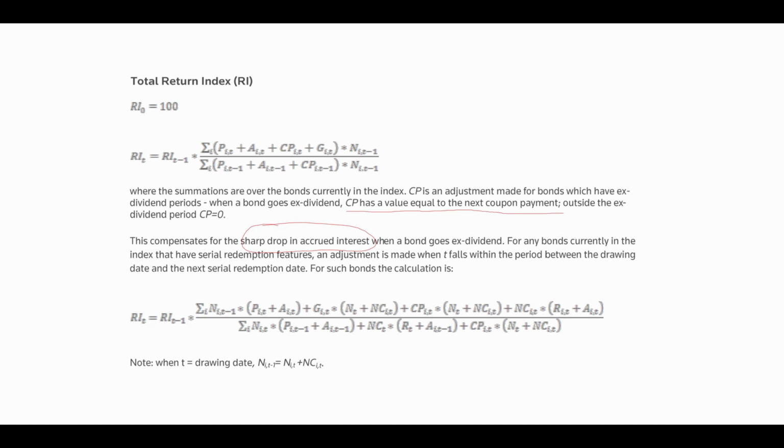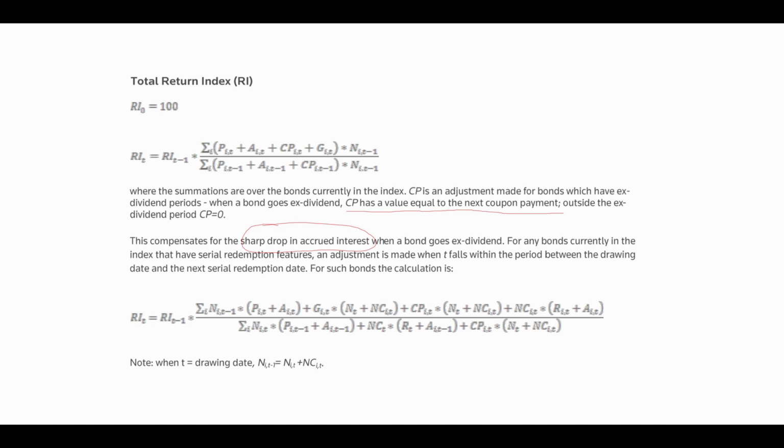So basically the total return is where the summations are over bonds currently in the index, and then you have a factor, the CP, which is an adjustment made for bonds which have ex-dividend periods. When a bond goes ex-dividend, about to get paid, the CP has a value equal to the next coupon payment. This compensates for the sharp drop in accrued interest. In other words, when the bond is going to be paid, accrued interest drops and then your total return could drop. Instead, you roll this over into the next coupon payment.